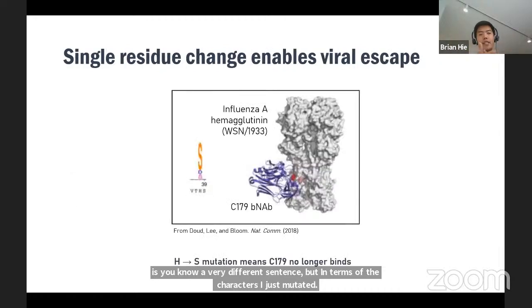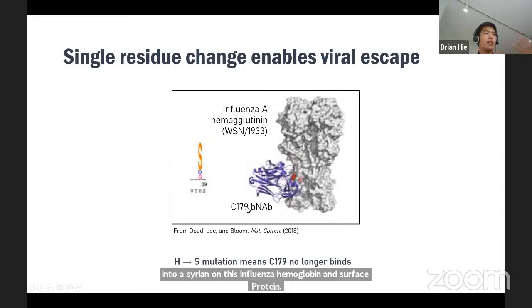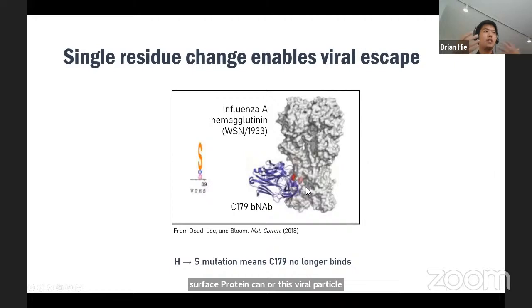A similar phenomenon happens in the case of viral escape. If you mutate, say, this histidine to a serine on this influenza hemagglutinin surface protein, then this broadly neutralizing antibody no longer binds, and this viral particle, if it had this mutation, could escape from this neutralizing antibody.